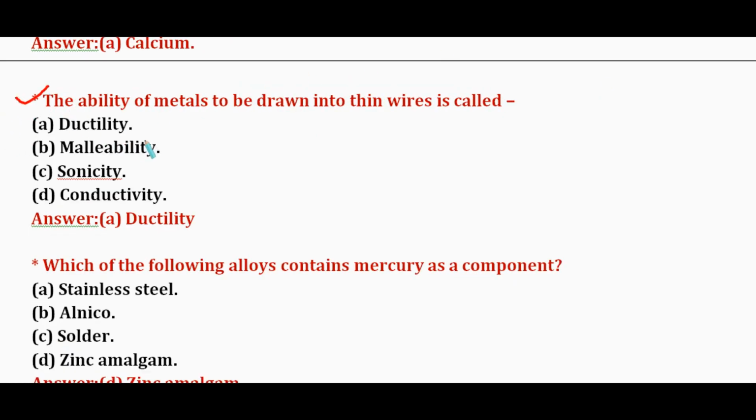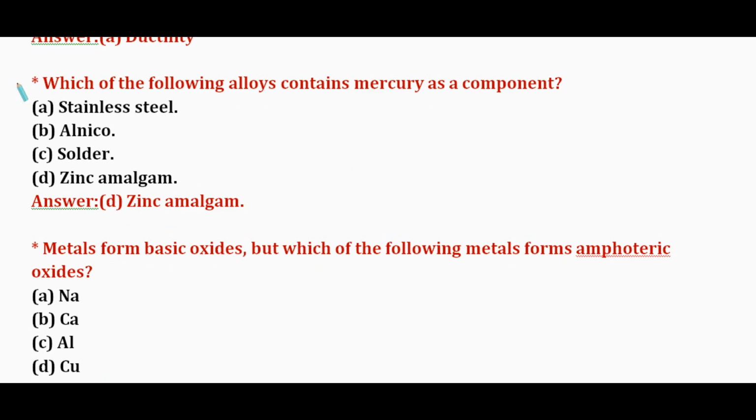Next question. The ability of metals to be drawn into thin wires is called ductility, malleability, sonorousness, conductivity. The correct answer is ductility. Which of the following alloys contain mercury as a component? Stainless steel, alnico, solder, zinc amalgam. The correct answer is zinc amalgam.